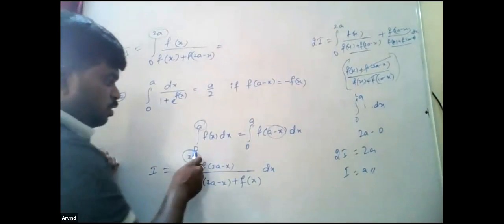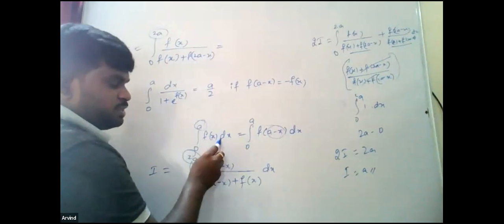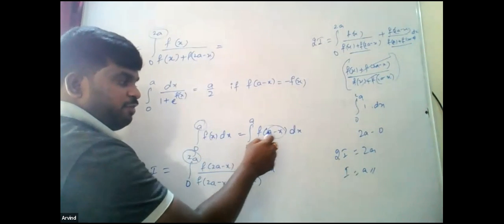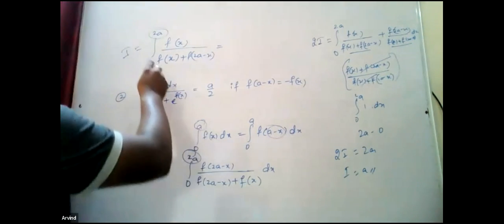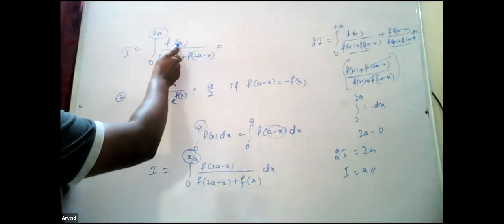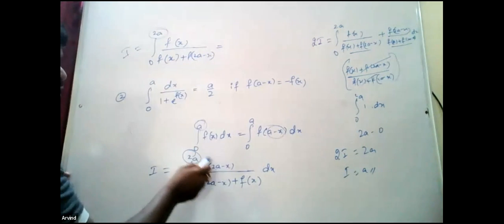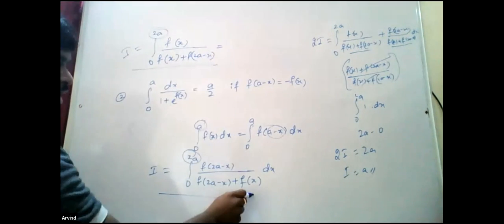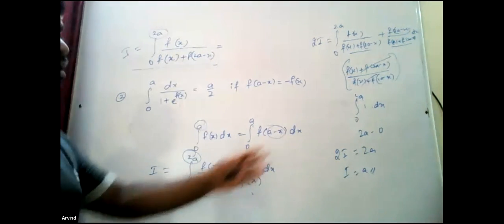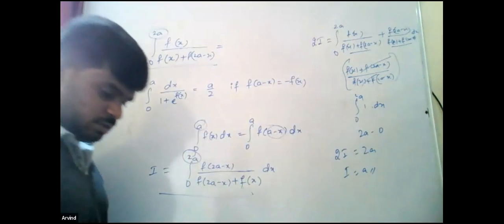You can use this only when the limit is 0 to a. If f of x dx is given, you can also write it as 0 to a f of a minus x. So 0 to 2a is given, and wherever there is x, you can make it f of 2a minus x. If you consider this as I, add both, and you will get the answer. That is the derivation.